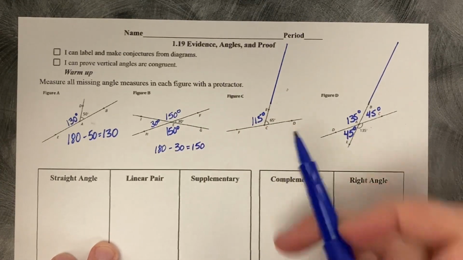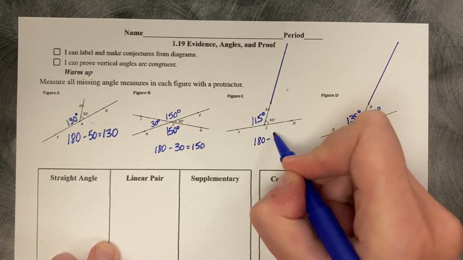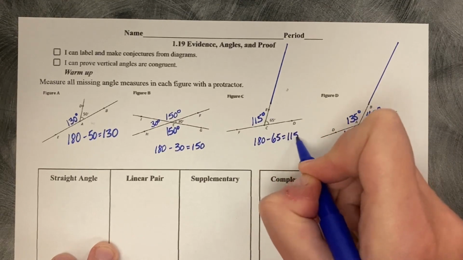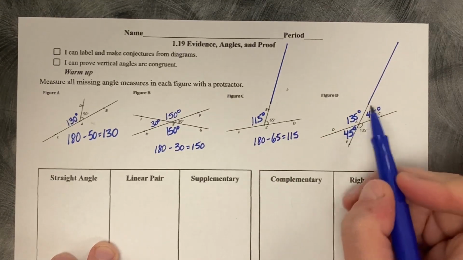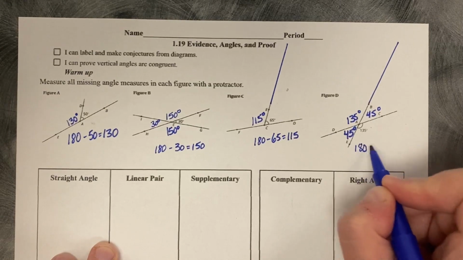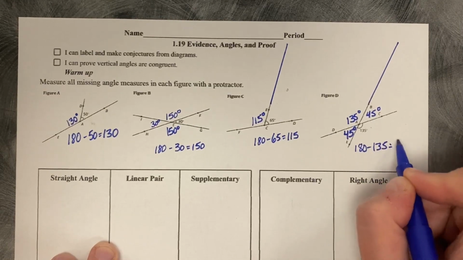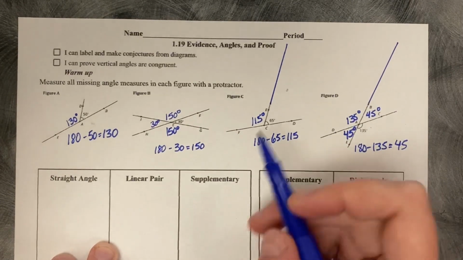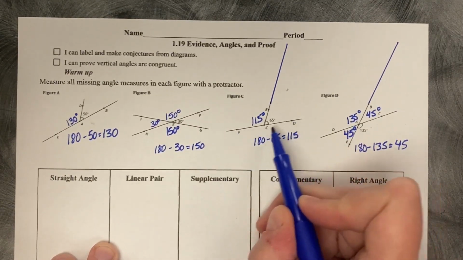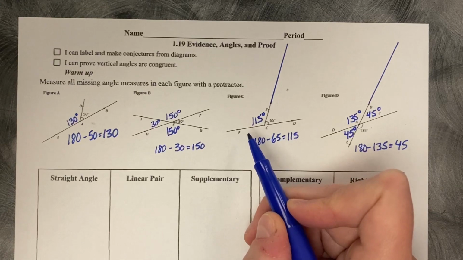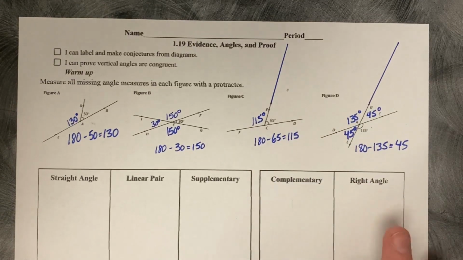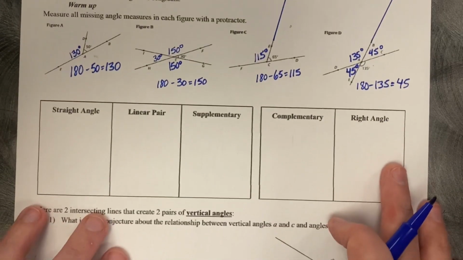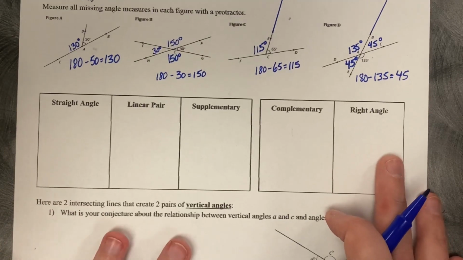Same process with these two. 180 minus 65 is 115. And same thing here, 180 minus 135 is 45. So you can use your knowledge of what's called straight lines or straight angles in order to calculate missing angles in diagrams. Let's give some vocabulary to each of the things we just talked about.